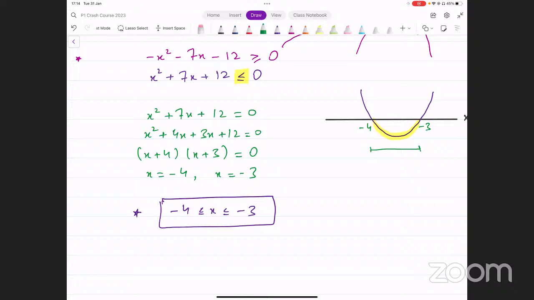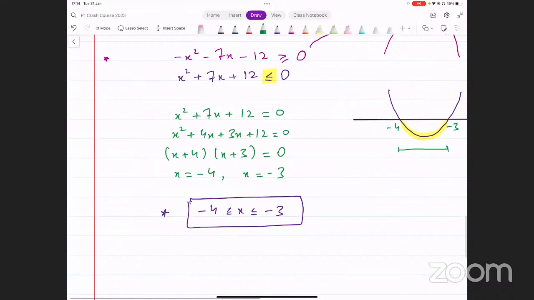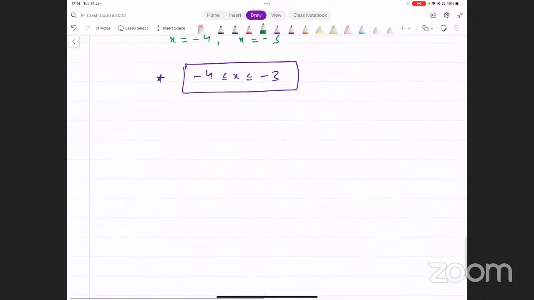Any questions on this? Any problems, anyone? No? All right. So this is how we solve quadratic inequalities. Then let me just write down the steps here.